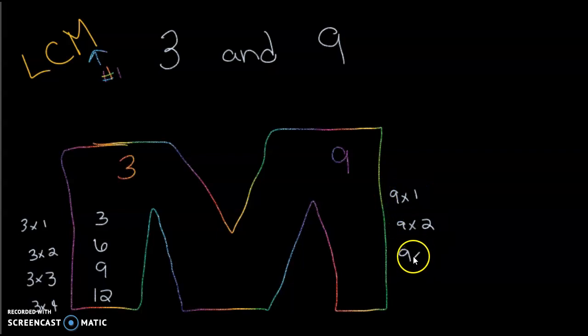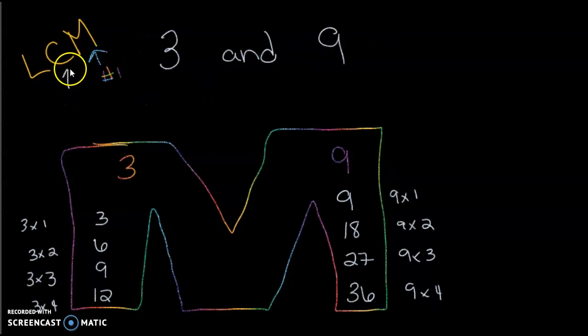Okay, so now over here, we're going to do the same thing. 9 times 1. Okay, our first multiple of 9 is 9. 9 times 2 is 18. 9 times 3 is 27. 9 times 4 is 36. Okay, so we just did the multiples.